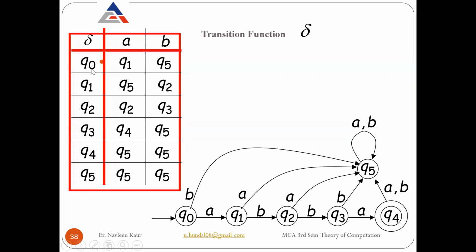Now from Q0, if A is provided, can you see where it is taking you? It is taking you to Q1. Now from Q0, if B is provided, it is taking you to Q5. So this is how, for the current state and the input you provided, where it takes you is known as the transition table. And you can create it from the transition diagram or from the finite automata machine that is provided to you.